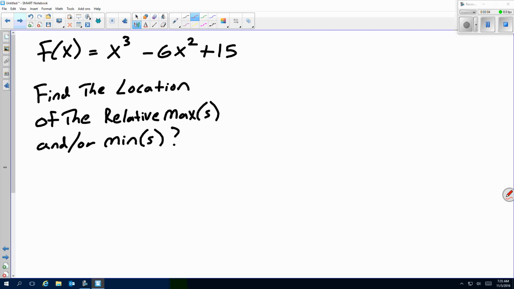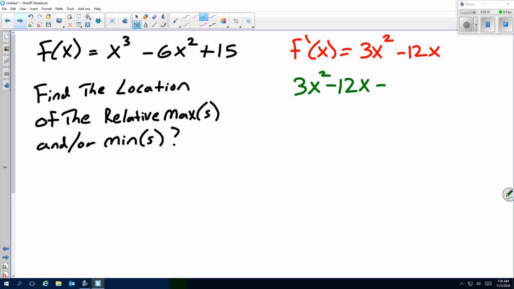The first thing we want to do is solve for f prime, the slope function. And this is going to be a very simple derivative. I'm not even saying it because y'all know exactly what it is. And we get our derivative, 3x squared minus 12x. Now, we talked about critical points. And we said critical points are what happens when I take my derivative and set it equal to 0. Remembering, this means slope. And this says slope is equal to 0.